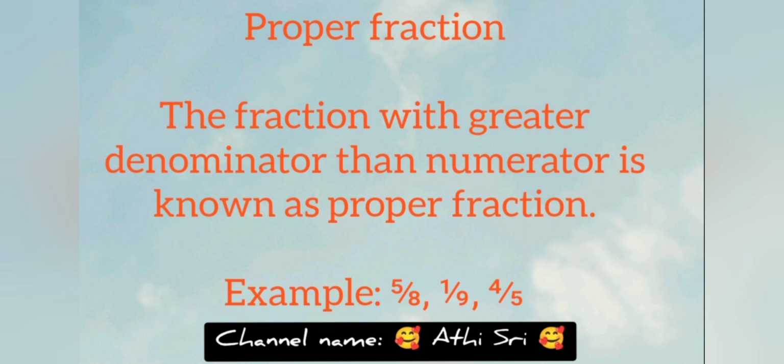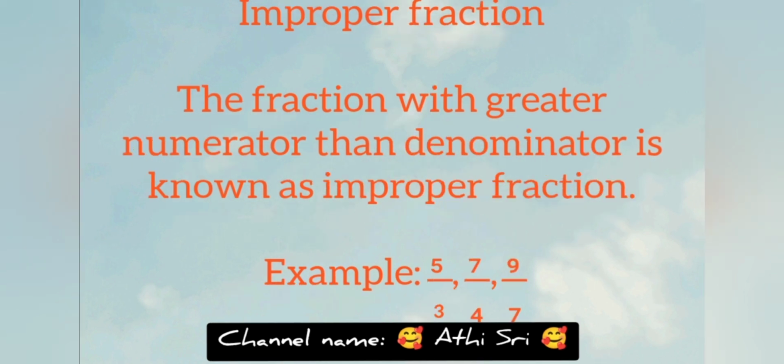Next, we are going to see improper fraction. The fraction with greater numerator than denominator is known as improper fraction. Example, 5 by 3, 7 by 4, 9 by 7. That means the denominator will be smaller than the numerator. In this, 5 is bigger and denominator 3 is smaller. 7 is bigger and denominator 4 is smaller. 9 is bigger than 7.